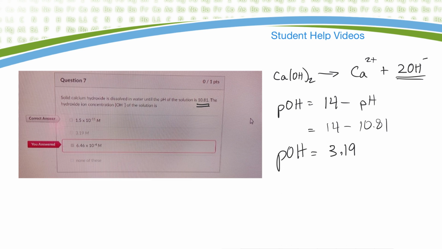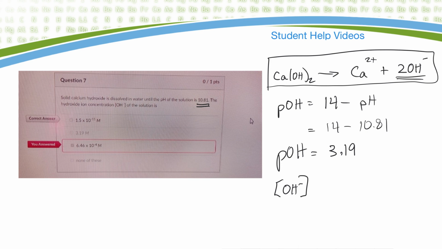But they want to know what the hydroxide ion concentration is. And I guess really with this question, I may not need to know that because this is going to give me the hydroxide ion concentration directly using this formula. The hydroxide ion concentration is equal to 10 to the minus pOH. So on my calculator, 10 to the minus 3.19.